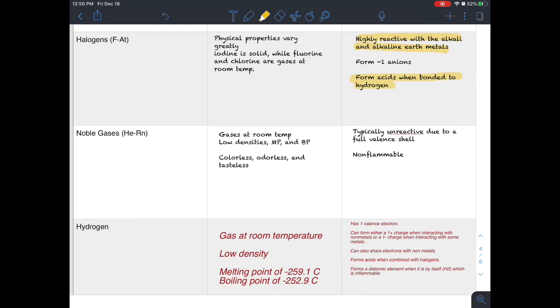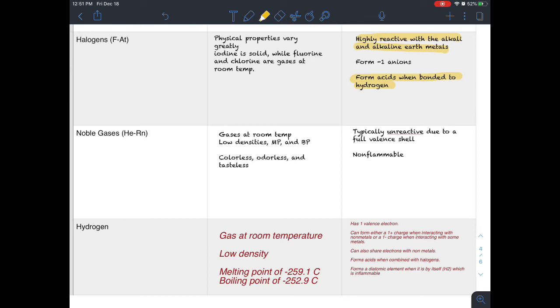So although these are gases, and a lot of the gases that we encounter potentially are flammable, these are all non-flammable and, again, typically unreactive due to having a full valence shell. They are gases at room temperature, which means they have low densities, low melting points, and low boiling points. They're colorless, odorless, and tasteless.